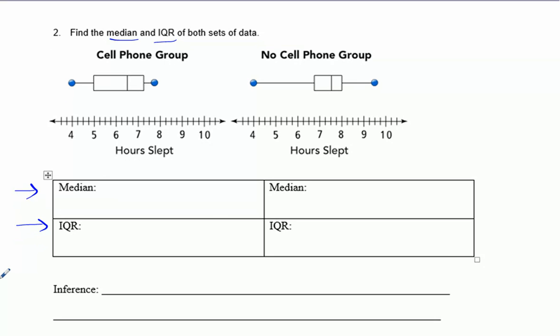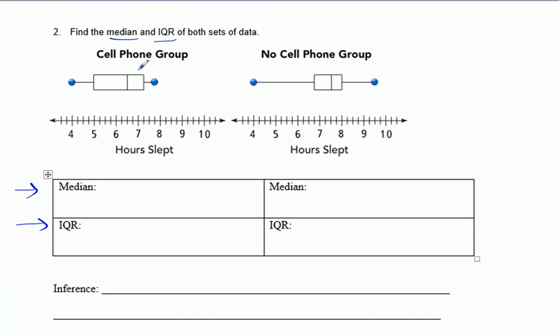All right, here we go. So median for the cell phone group was between 6 and 7. Let's see. Be 6.1, 6.2, 6.3. No, that's not going to fit. 6.2, 6.4, 6.6, 6.8. No. I'm not sure what these are. I'm going to say it's right in the middle, though. So I'm going to say 6.5. Whew. Tricky. And the IQR. I need 2 numbers for the IQR.